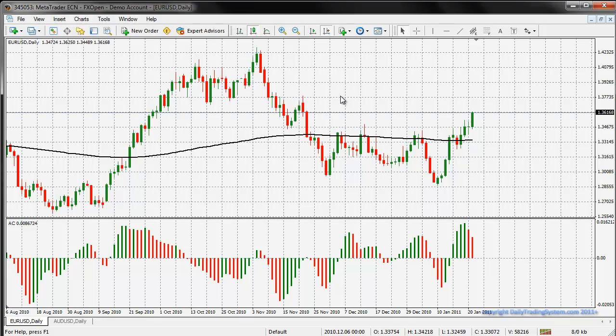Having said that, the lower the time frame, the shorter term it's going to be. The higher the time frame, the longer term it's going to be. Does that make sense? Right.